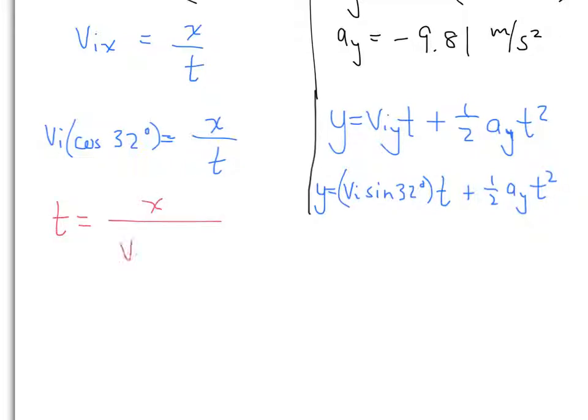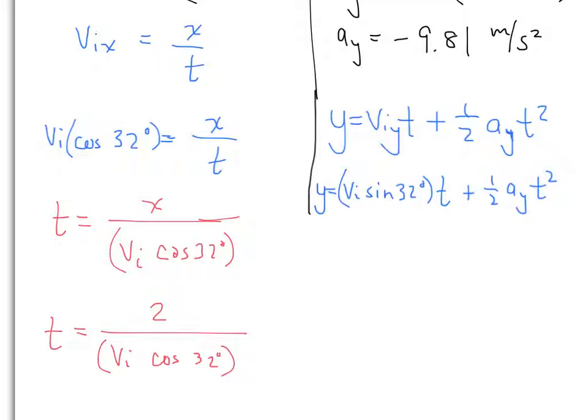My words get fumbled. So time is x over VI cos 32. That's what time is really. Now, let's plug in numbers. We don't know VI, but we know our x value is 2 meters, over VI cos 32. This is one of the few times I'm going to have you plug in numbers.